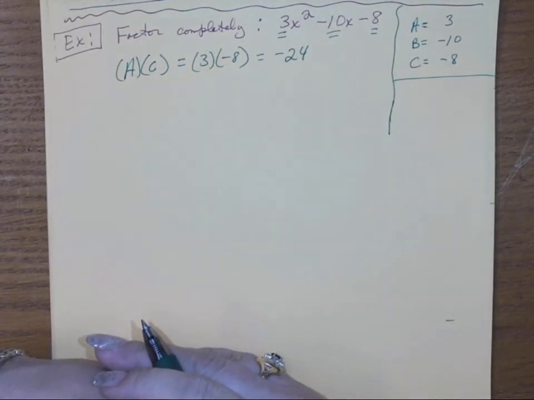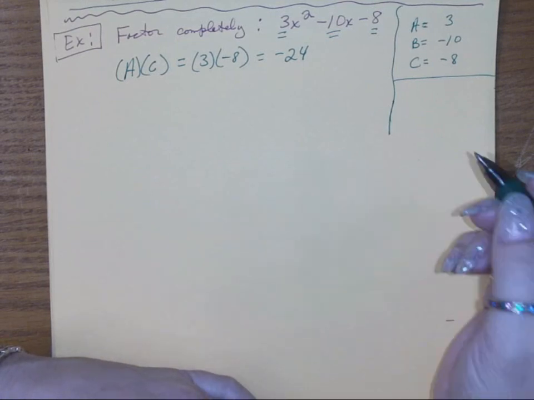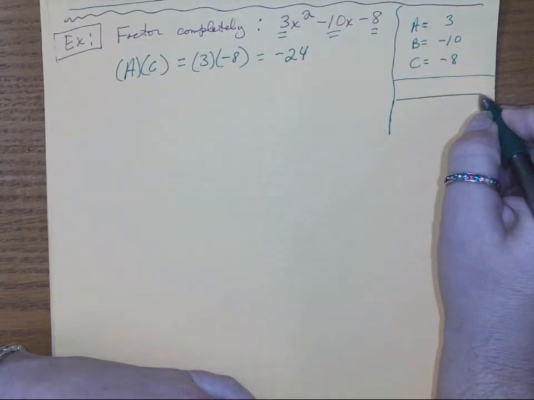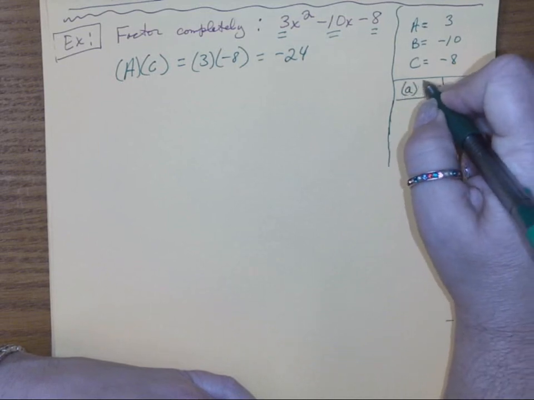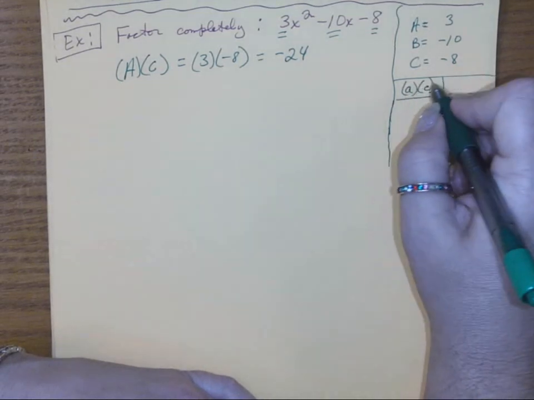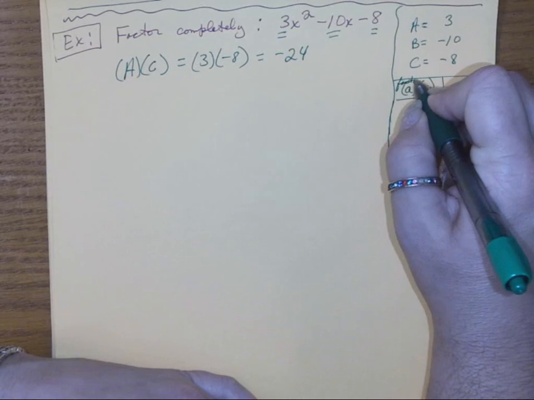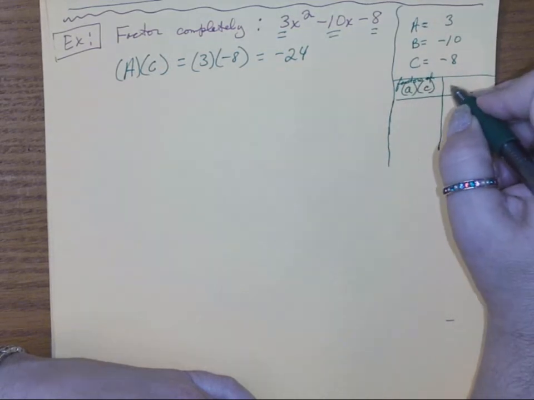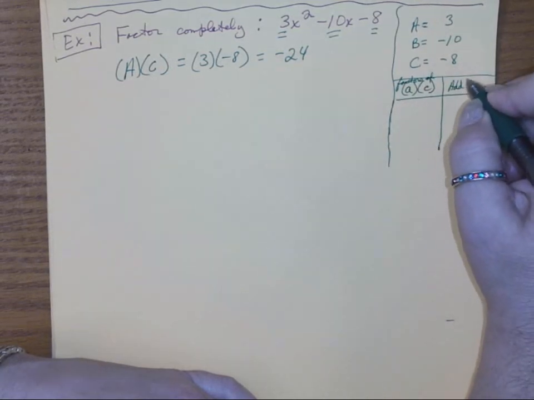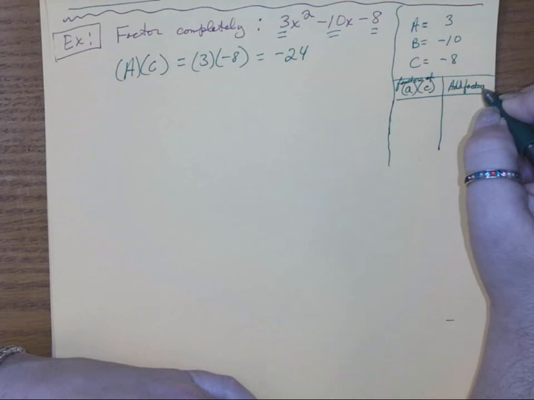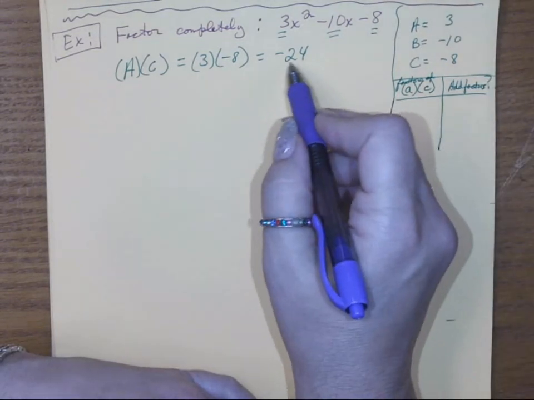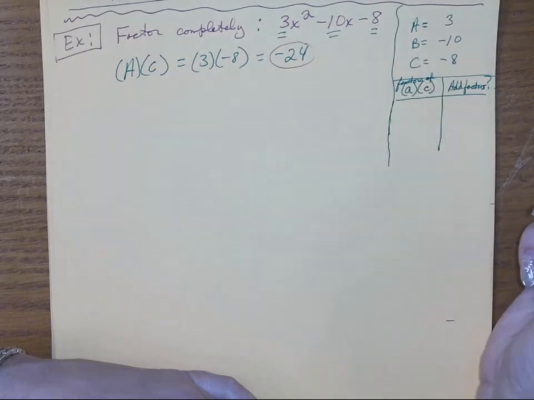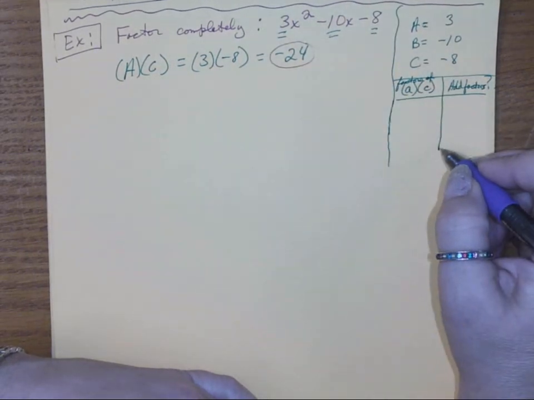Okay. And so now I'm going to come off to the side and I'm going to say, okay, what is, and I'm going to shorthand it here, A times C, all the different ways, factors of A times C, and then add the factors. Okay, that's what I'm looking for. So what all could multiply together to give me a negative 24 is what I want to know.